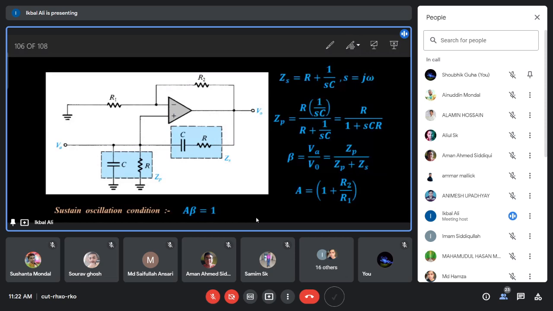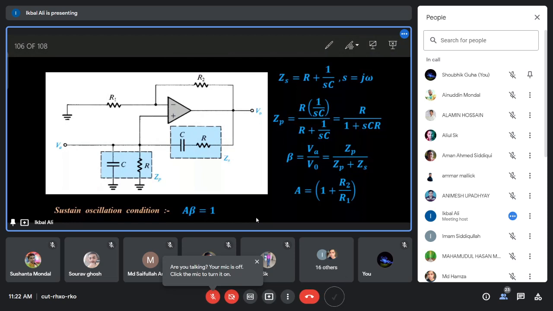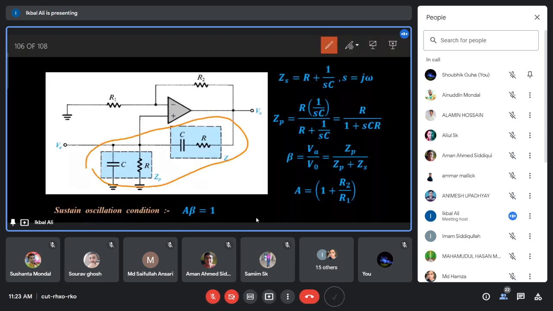So now we have to calculate beta. Beta is VF by V0, where VF is the feedback voltage and V0 is the output voltage. The beta network is connected between the output and the feedback point. So at the feedback point, you have the VF, and at the output point, you have the V0. So beta is equal to VF by V0. Here in this case, this is your beta network. This is the V0 point, and this point is feedback to the amplifier, and that feedback voltage is the input voltage.